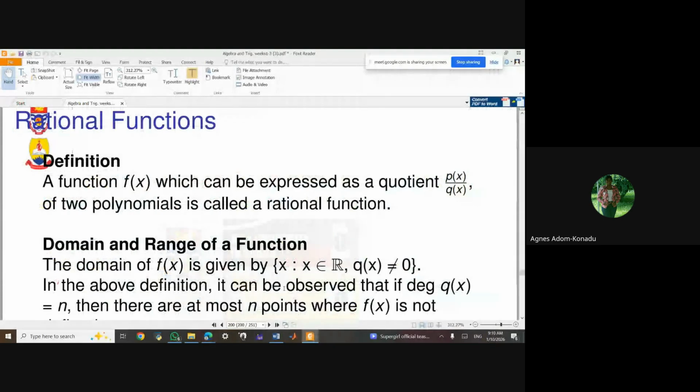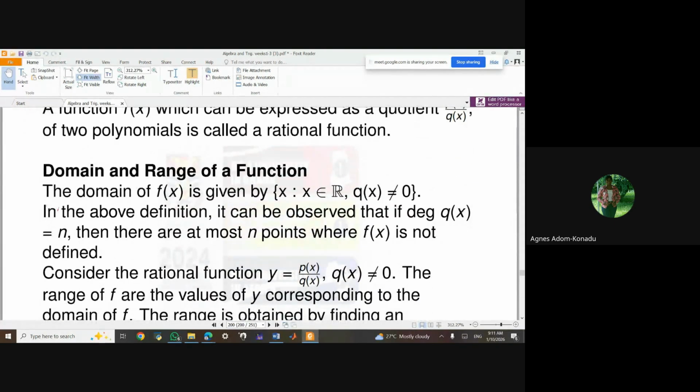Okay, so let's continue. We are now on rational functions. We know what a rational number is, any number that can be expressed as a fraction. Okay, so when you talk about rational functions, then a function that can be expressed as P of x over Q of x is called a rational function.